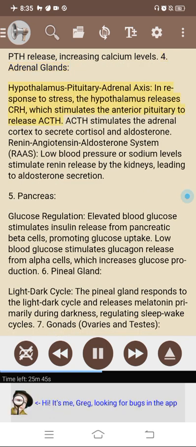4. Adrenal glands. Hypothalamus-pituitary-adrenal axis. In response to stress, the hypothalamus releases CRH, which stimulates the anterior pituitary to release ACTH. ACTH stimulates the adrenal cortex to secrete cortisol and aldosterone. Renin-angiotensin-aldosterone system, RAAS: low blood pressure or sodium levels stimulate renin release by the kidneys, leading to aldosterone secretion.